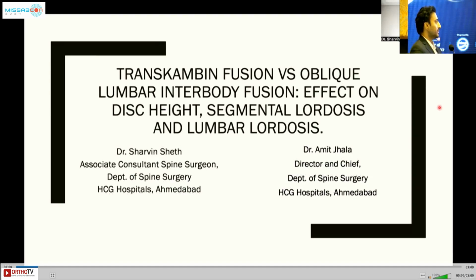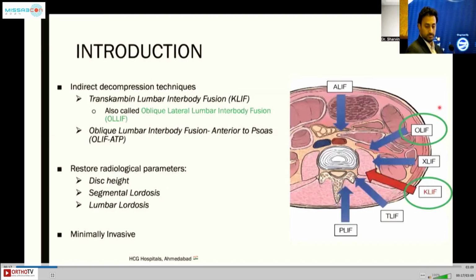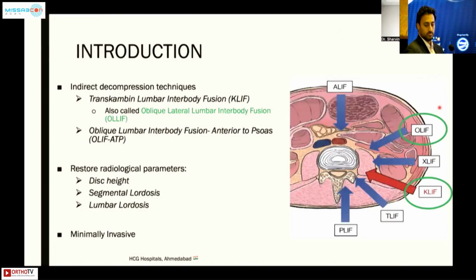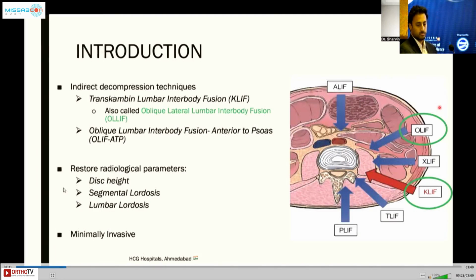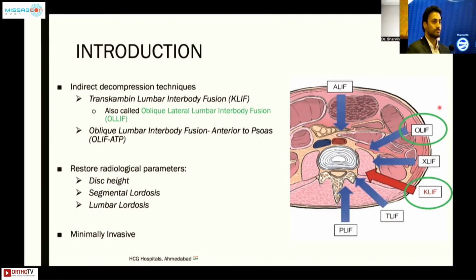Today I'll be talking about transforaminal lumbar interbody fusion versus oblique lumbar interbody fusion and their effect on disc height, segmental lordosis and lumbar lordosis. Transforaminal lumbar interbody fusion and oblique lumbar interbody fusion anterior to psoas work on the principle of indirect decompression. Both techniques restore disc height, segmental and lumbar lordosis, and both can be done in a minimally invasive manner.